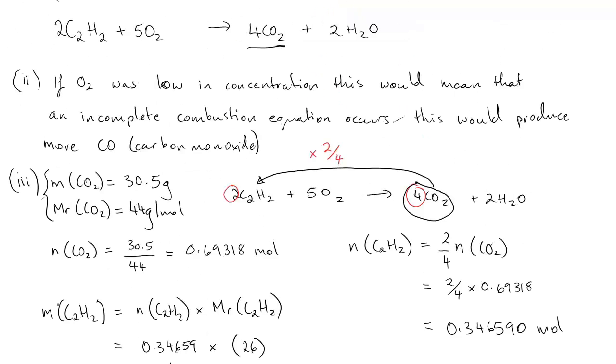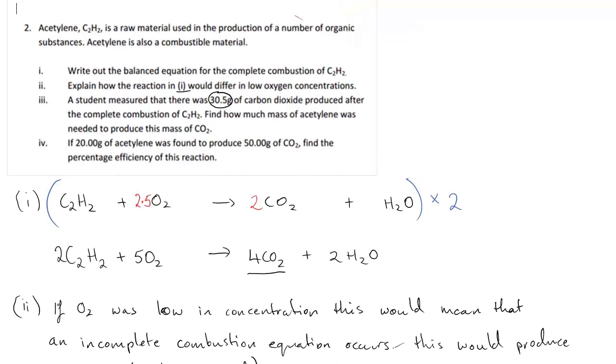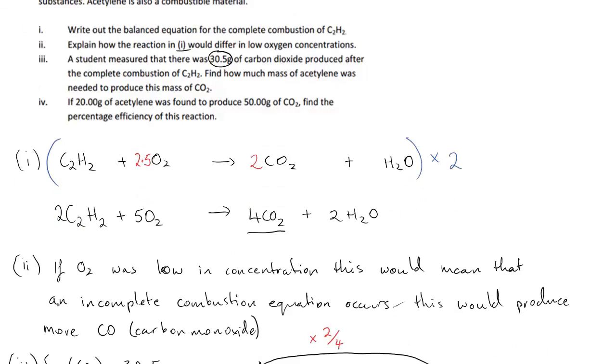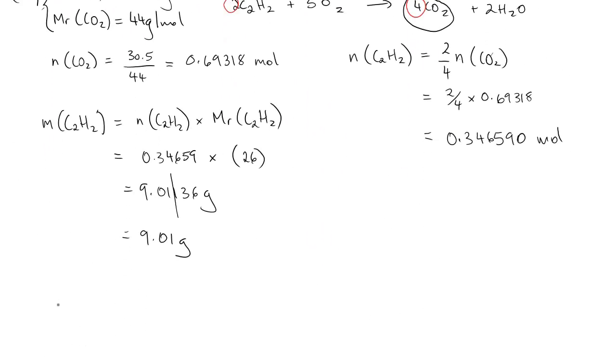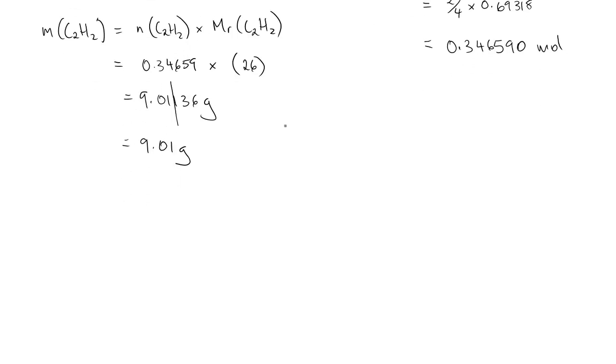Okay, let's have a look at the next question. So question 4, if 20 grams of acetylene was found to produce 50 grams of carbon dioxide, find the percentage efficiency of this reaction. Okay, so I'm just going to go down to the bottom there, write up my question. So it's question 4.